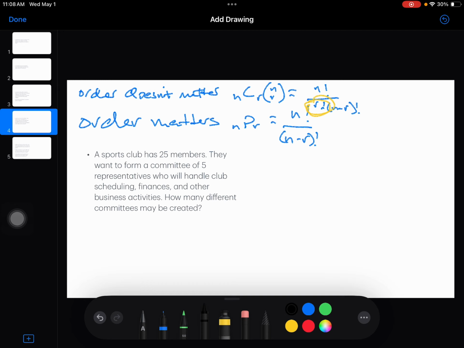Let's look at another example. Decide if order matters or order doesn't matter. A sports club has 25 members. They want to form a committee of 5 representatives who will handle club scheduling, finances, and other business activities. How many different committees can be created?